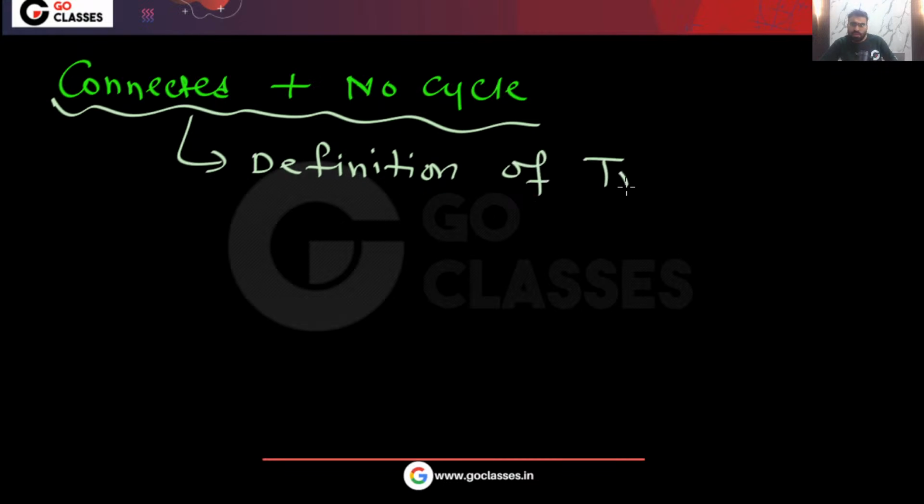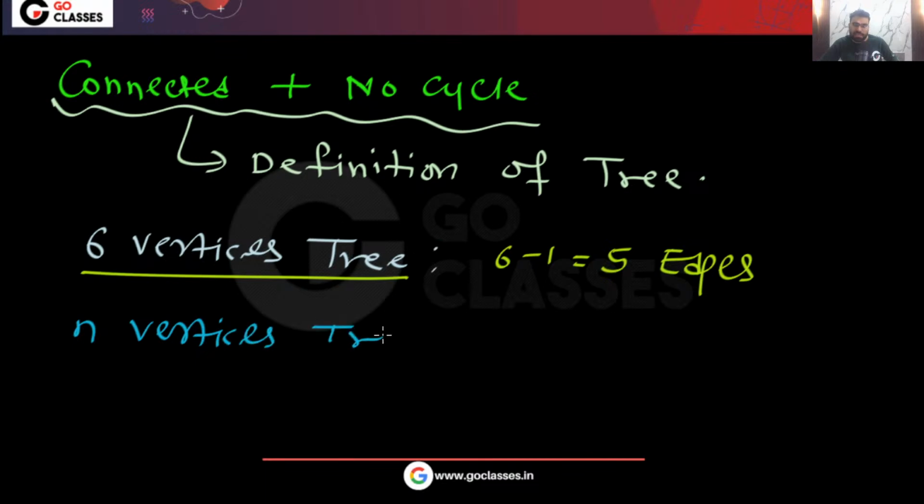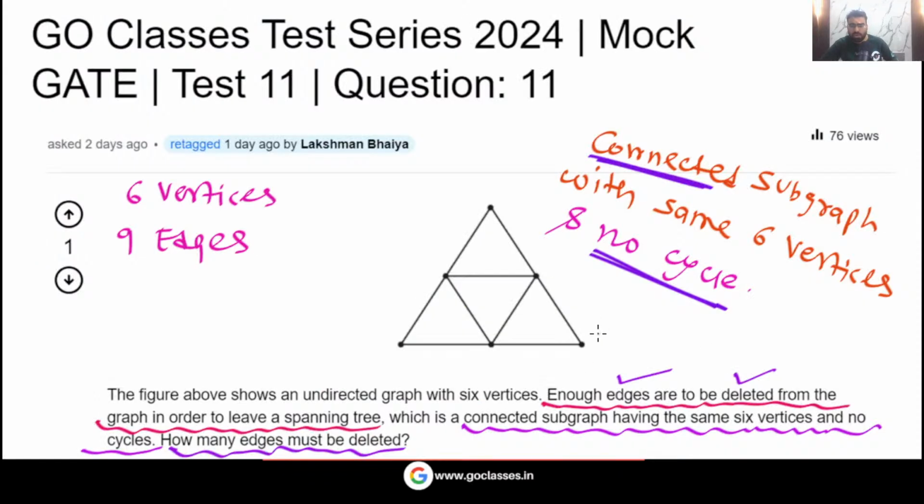The question says that you have 6 vertices and you cannot delete any vertex. So if you have a 6 vertices tree, how many edges must it have? It will have total 6 minus 1, that is 5 edges. If there is an n vertices tree, then it will have n minus 1 edges. So ultimately, you should only have 5 edges remaining.